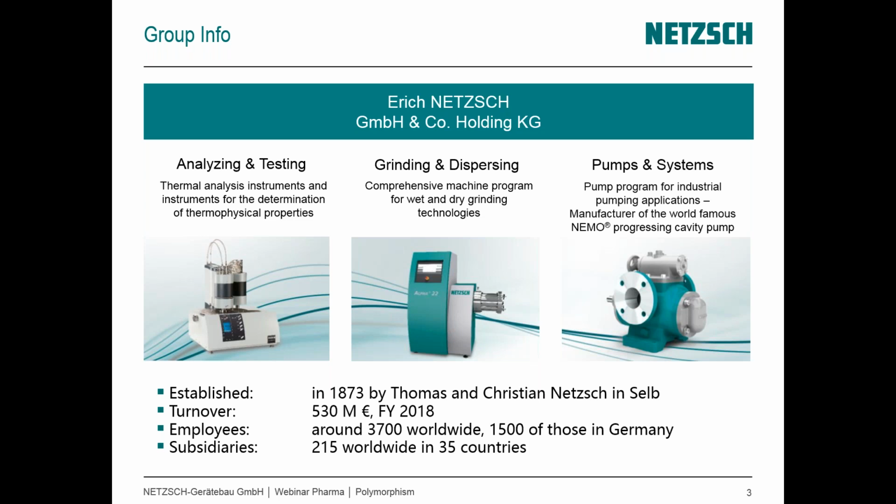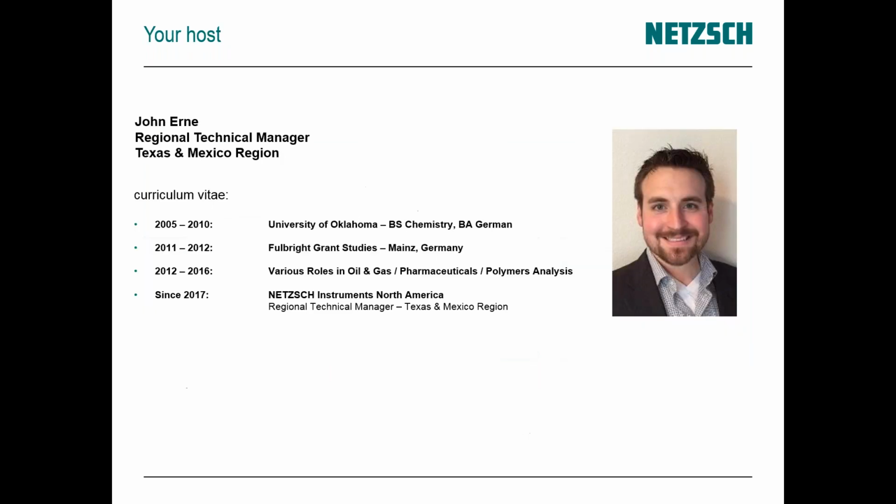So here at NETCH, the NETCH family comprises three different groups of three different companies. The analyzing and testing portion is the group that I work for. This includes thermal analysis instrumentation and determination of thermophysical properties. So we're definitely an old company. We've been around since the 1870s. We're a mid-sized company. And apart from the analyzing and testing groups, especially for pharmaceuticals, it's good to know that we also are on the process side of things with grinding and dispersing, as well as pumps and systems for pharmaceutical grade applications.